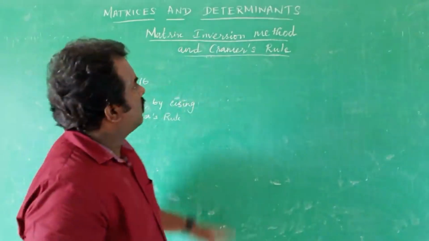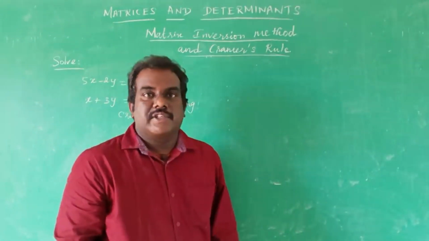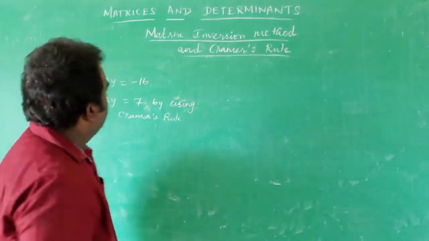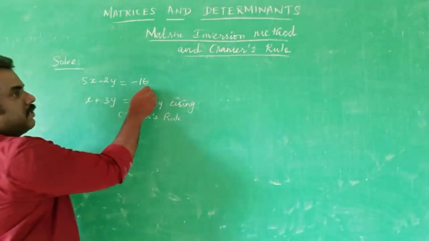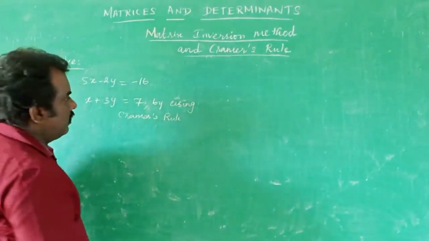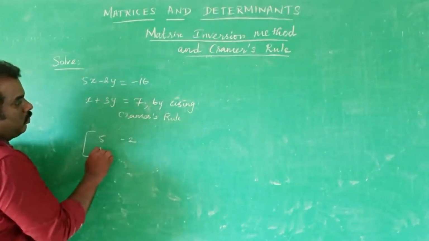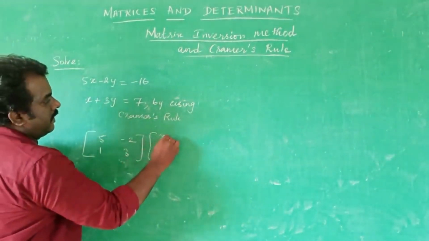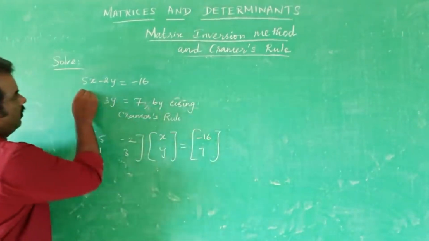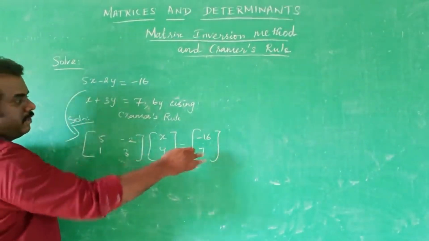In both the method of matrix inversion and Cramer's rule, we are finding the solutions of unknowns from the given system of linear equations. Now let us solve the sums by using Cramer's rule. Let us take 5x minus 2y is equal to minus 16, x plus 3y is equal to 7. Solve by using Cramer's rule. The above system can be written as 5 minus 2, 1, 3 into x, y is equal to minus 16, 7. The above system can be written as Ax is equal to B form.